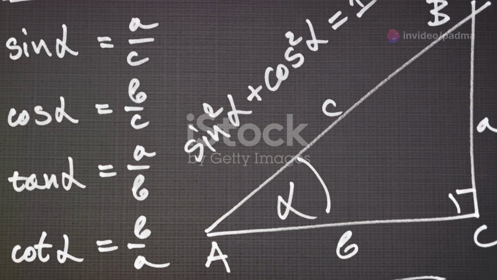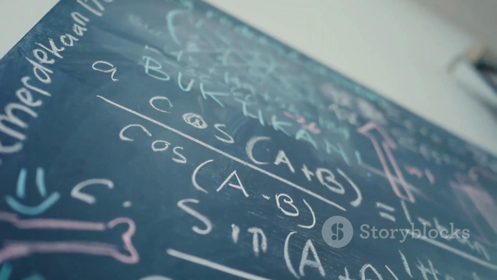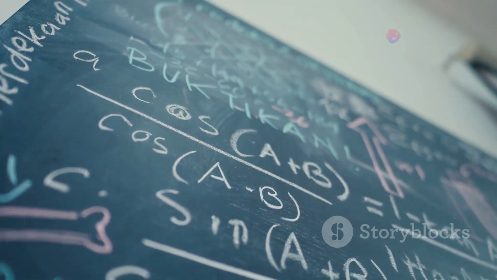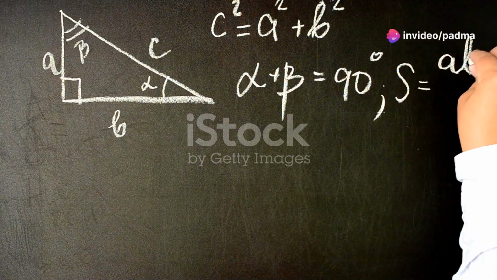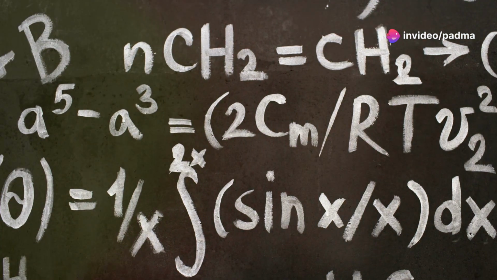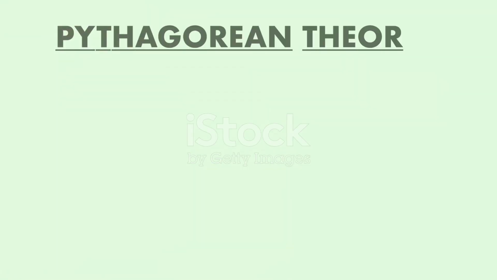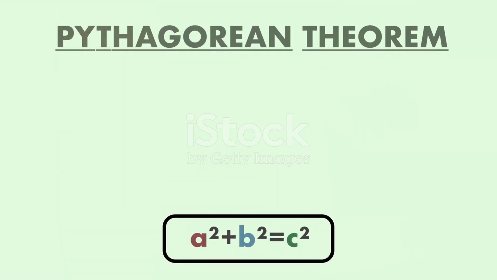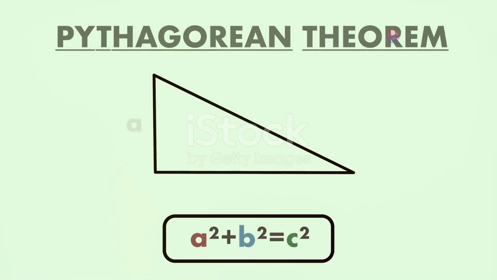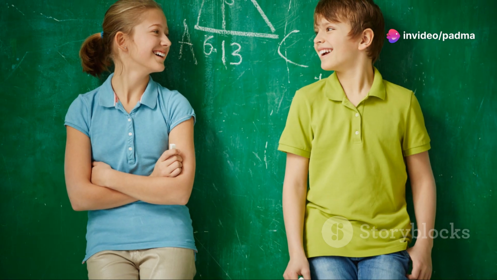The heart of trigonometry lies in three main ratios: sine, cosine, and tangent. We often shorten these to sin, cos, and tan. These ratios describe the relationships between the sides and angles of a right triangle. Sine, or sin, is the ratio of the opposite side to the hypotenuse. Cosine, or cos, is the ratio of the adjacent side to the hypotenuse. Tangent, or tan, is the ratio of the opposite side to the adjacent side.